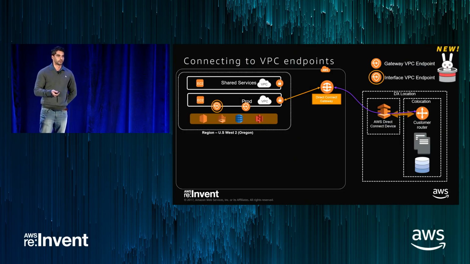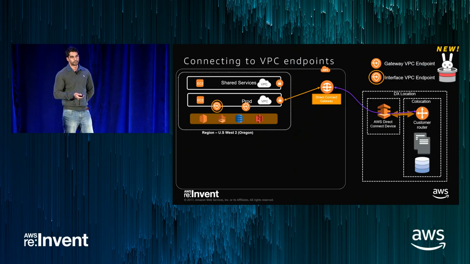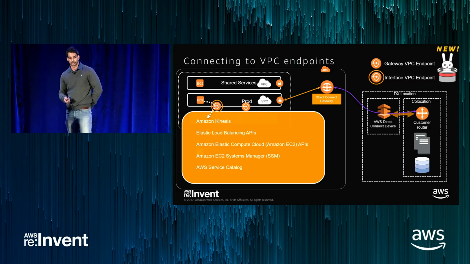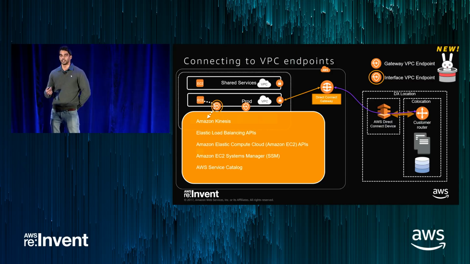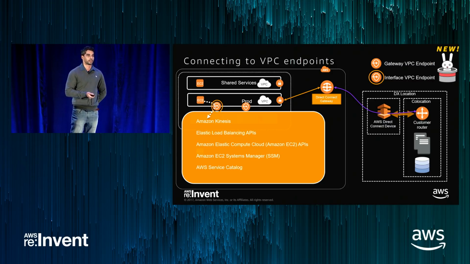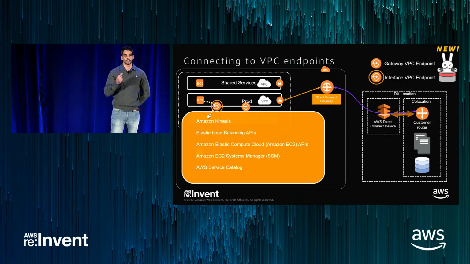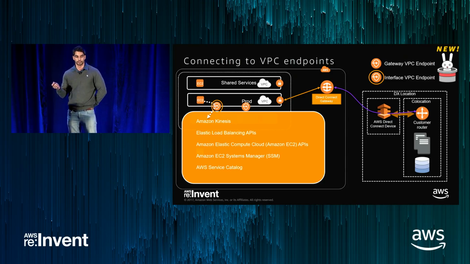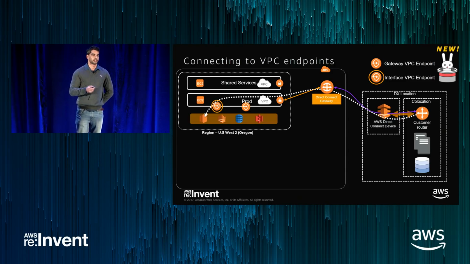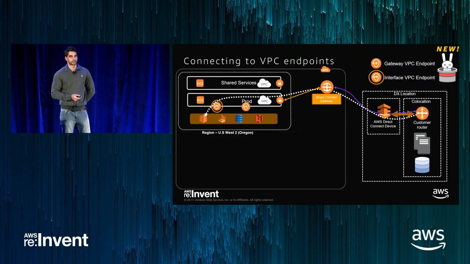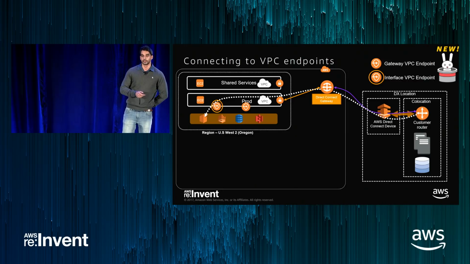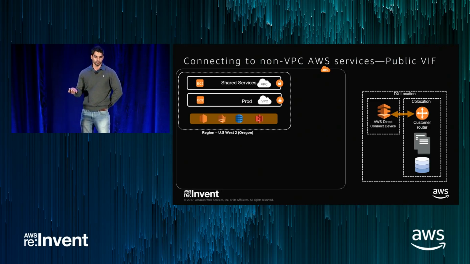Now, we also recently announced interface VPC endpoints. Interface VPC endpoints give you access to AWS services like Amazon Kinesis, Elastic Load Balancing APIs, and EC2 APIs, and this works a little differently. Interface endpoints appear as a network interface inside your VPC and get an IP address from your VPC CIDR range. Now, if you wanted to access these interface endpoints from your on-premises networks through the Direct Connect private virtual interface, this is supported. So you can access these interface endpoints over Direct Connect.